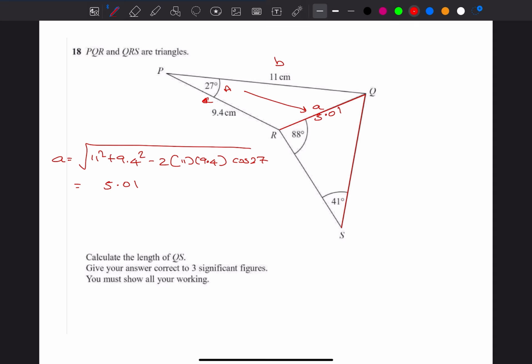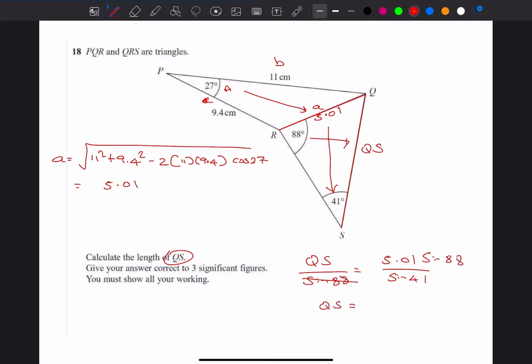They want that one, so you could do it that way straight out. They want QS, don't they? Let's call it QS anyway. QS over sine 88 equals, what's the other one? 5.01 over sine 41. That comes there. QS just works out to be 7.63 to 3 significant figures.